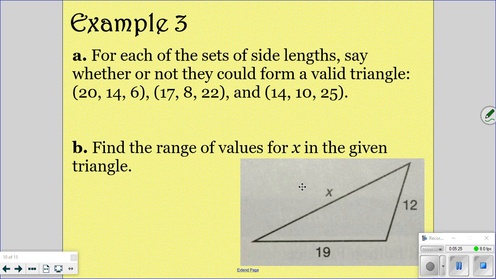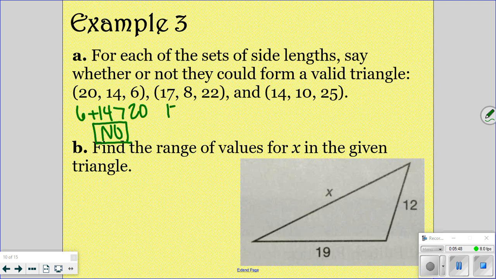So looking here, we want to determine if these could form a valid triangle. So do the smaller two sides add to be greater than the third side? Is 6 plus 14 greater than 20? No, it's equal to it. It's not greater than. So that is not a triangle. If it equals it, it's not a triangle. It has to be greater.